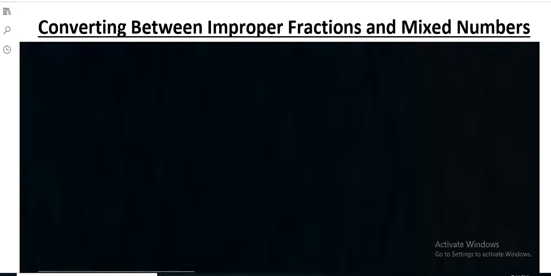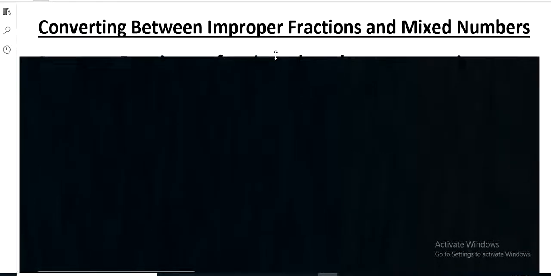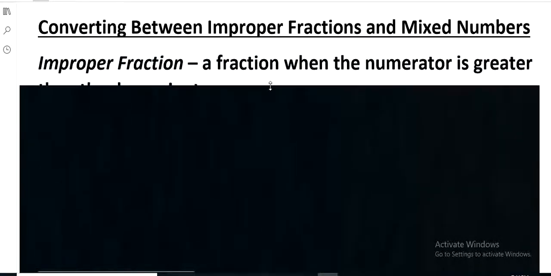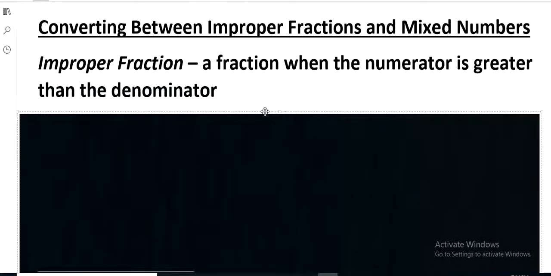Today we're going to be converting between improper fractions and mixed numbers. But before we learn how to convert between those two things, we got to figure out what those things are. Hopefully this is a reminder. An improper fraction is a fraction when the numerator, so the top number, is greater than the denominator.